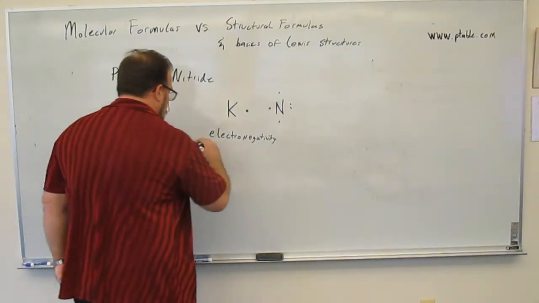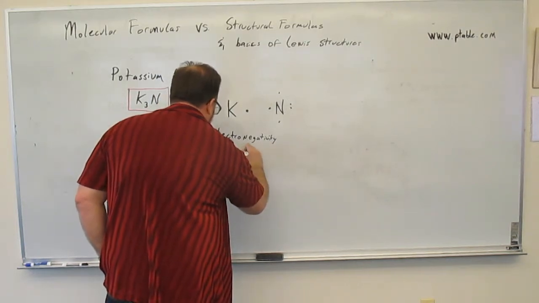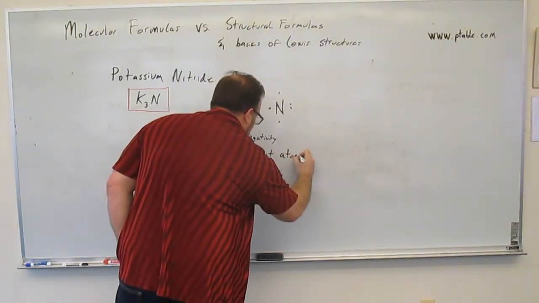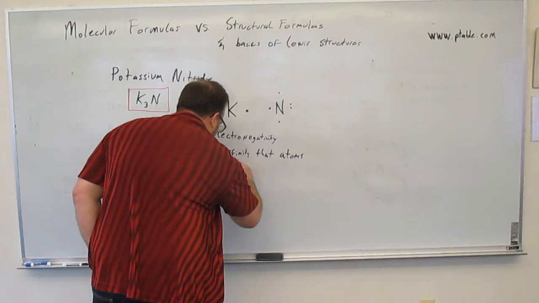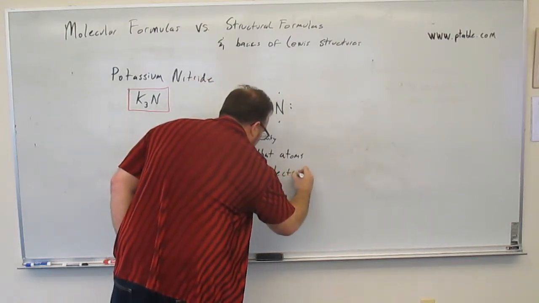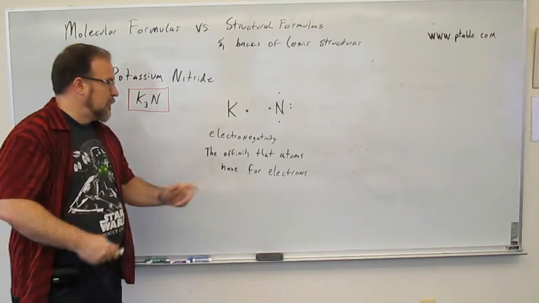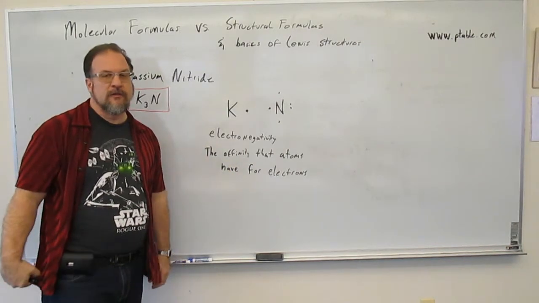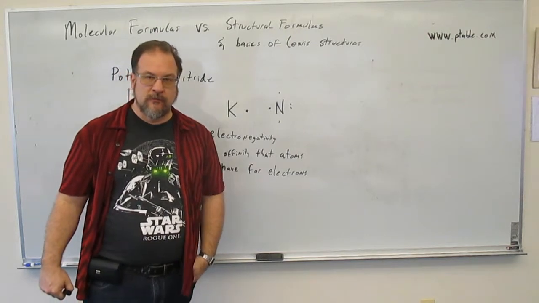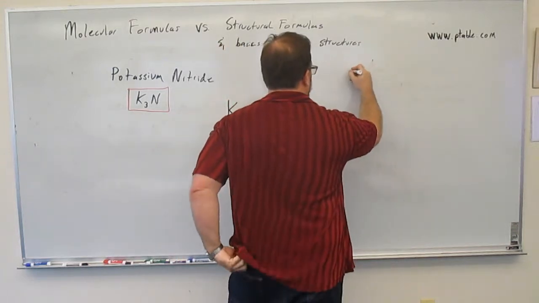Electronegativity is the affinity that atoms have for electrons. That's a fancy word, affinity. It means the greediness that certain atoms have for certain electrons. If you look up the electronegativity, right, so I'm going to list electronegativities.